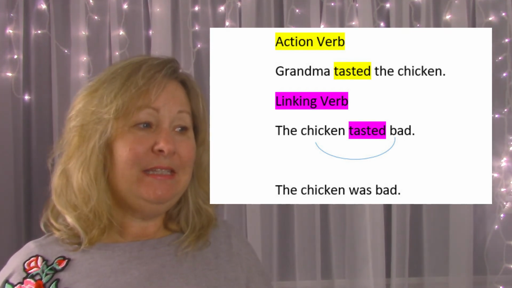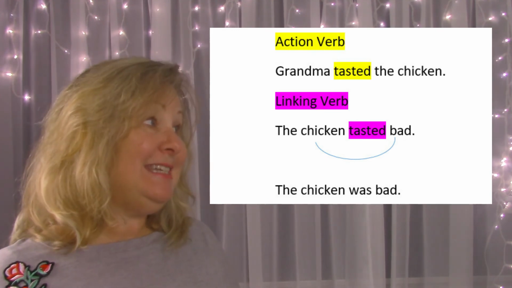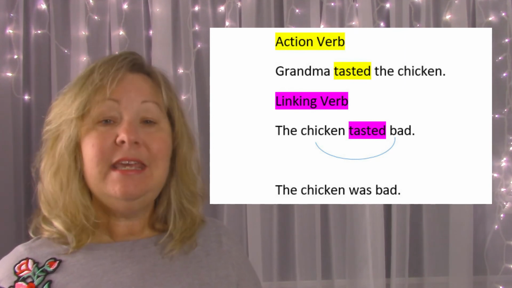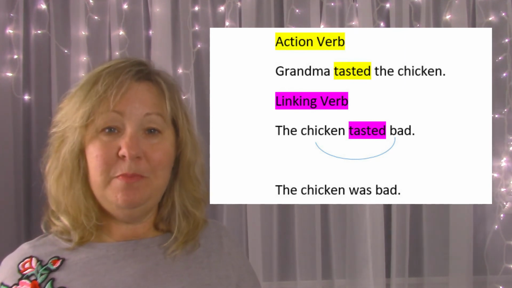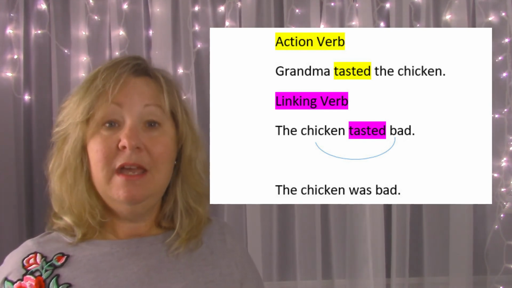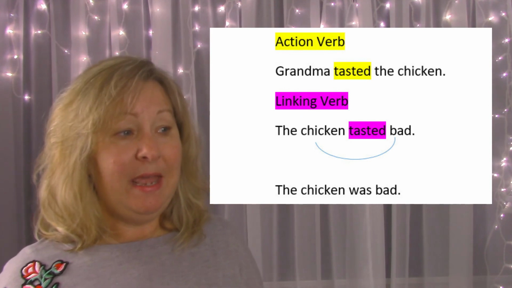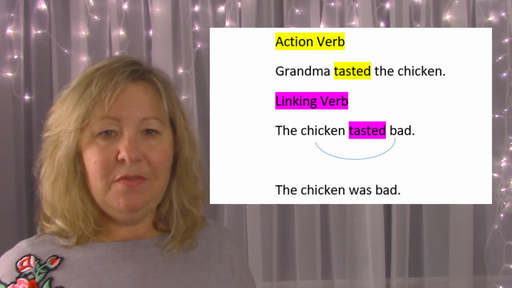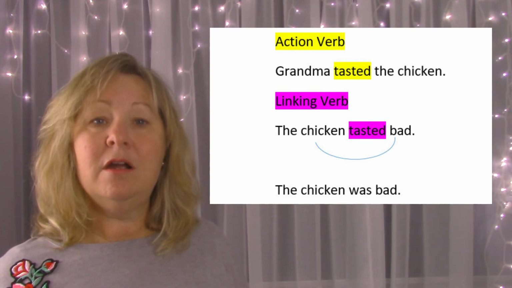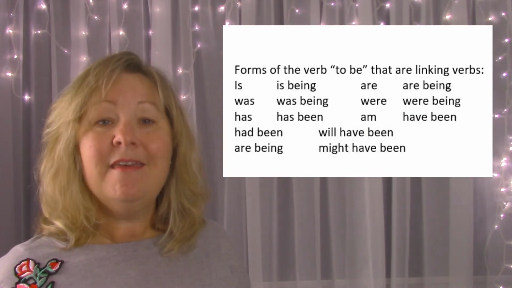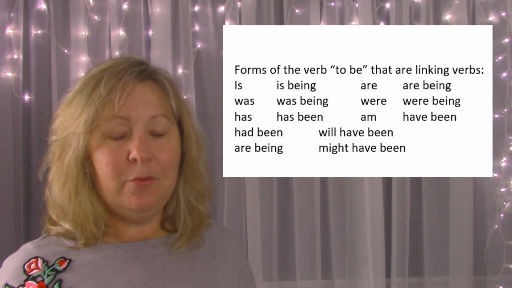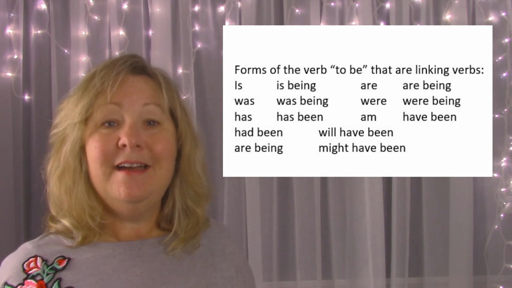In the second sentence, though, the one that says the chicken tasted bad, so I apply the test. Can I put in a form of the verb to be? The chicken was bad. That works. It even would work to say the chicken is bad. It would just be in a different tense, but you get the idea. If the sentence makes sense with is or are or was, another form of to be, then that verb that could be mistaken for an action verb probably is being used as a linking verb.